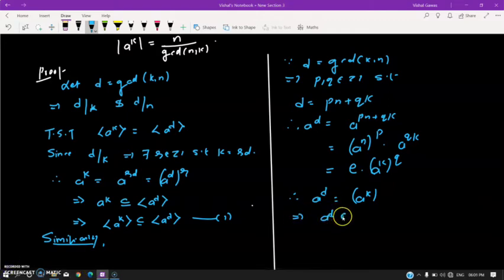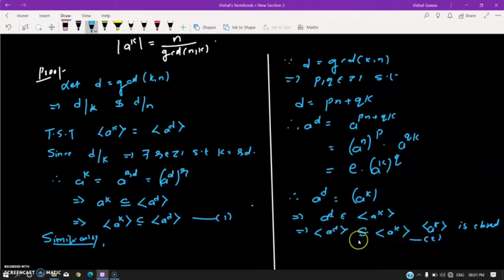This would imply that A raised to D belongs to the subgroup generated by A raised to K. This would further imply that, since this is a subgroup, the subgroup generated by A raised to D would be contained inside the subgroup generated by A raised to K. The reason is that the subgroup generated by A raised to K is closed. If this is there, all its powers would be there, right? So in particular, if A raised to D is there, its powers will also be there.